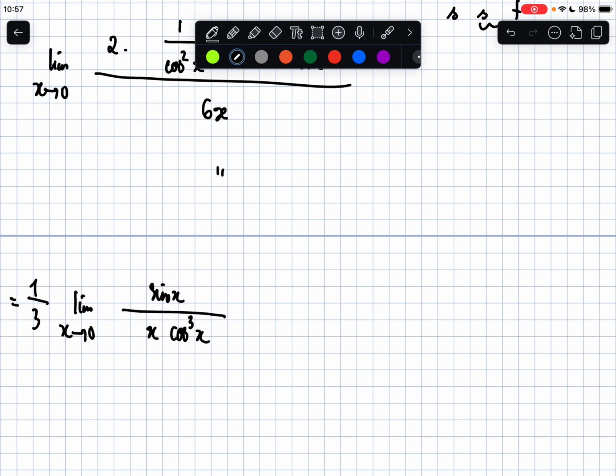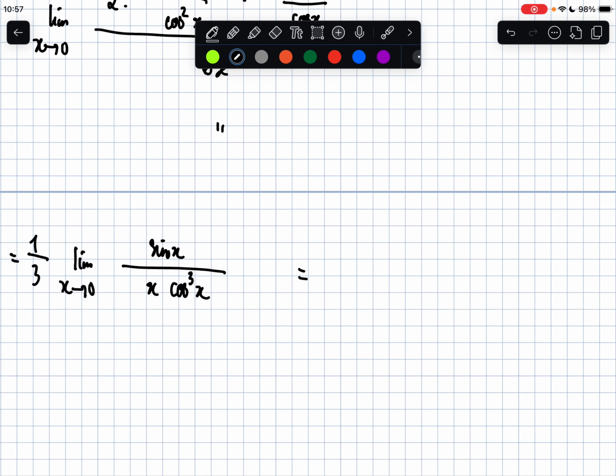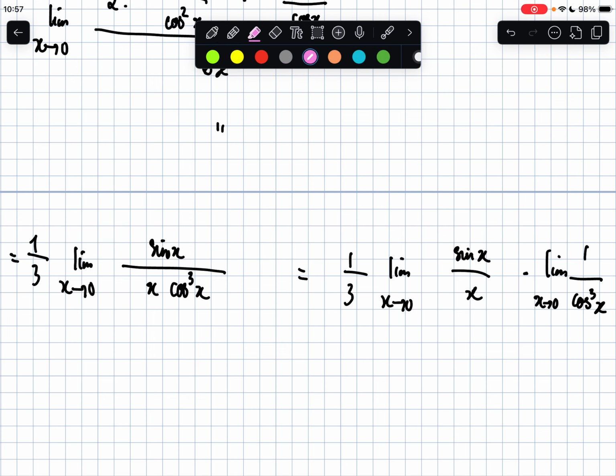Now look at this. We have sine and cosine here. I can separate that into two to make it easier. 1 over 3, limit x to 0, of sine x divided by x, times 1 over cosine cubed x, x to 0. So I hope you understand this step.